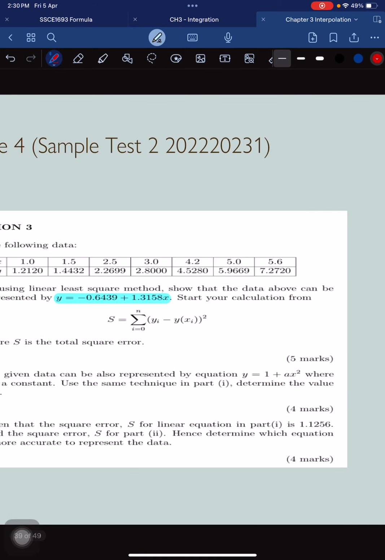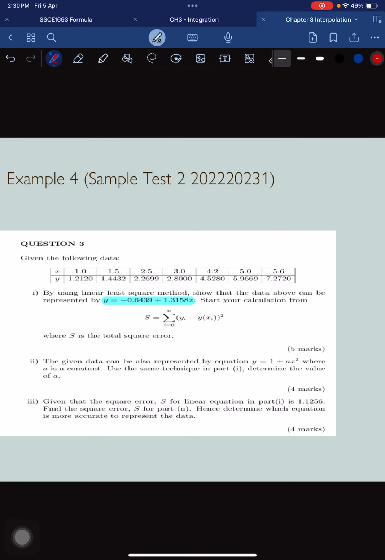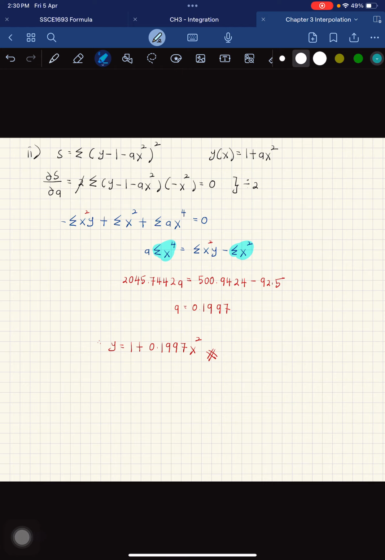Okay, and then for question number 3, given that the S for the linear equation in part 1 is 1.1256, find the S for part 2, hence determine which equation is more accurate to represent the data. So we need to find S for number 2, because we already have the S for number 1. This is number 1, and this is for number 2.